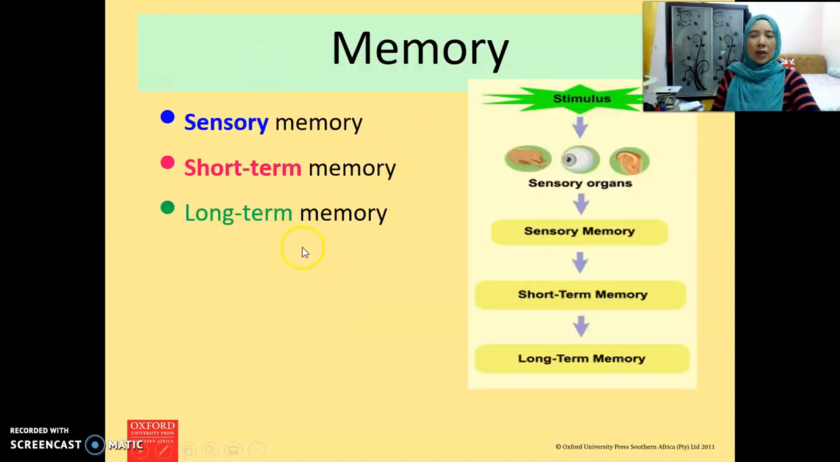So, moving on to the most important, or most interesting, topic, which is memory. Memory consists of three types. Sensory memory is the first one, short-term memory the second one, long-term memory the third one. Sensory memory normally comes from the senses. We have five senses: nose, ears, eyes, taste, and also touch.